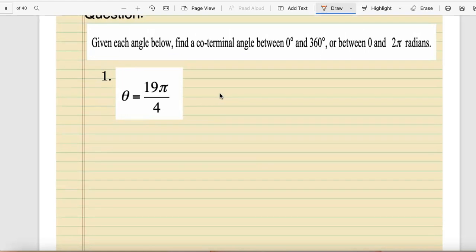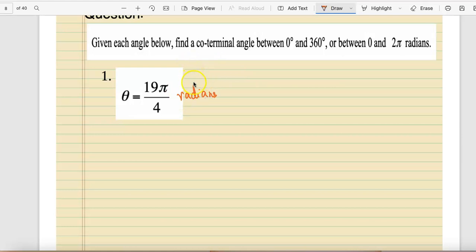Question says, given each angle below, find a coterminal angle between 0 degree and 360 degree, or between 0 and 2 pi radians. Now in this case, this question says theta is equal to 19 pi over 4. Now there is no degree symbol. Degree symbol means there should be a small dot over here. So they did not give us this dot. This means this angle is given to us in radians.